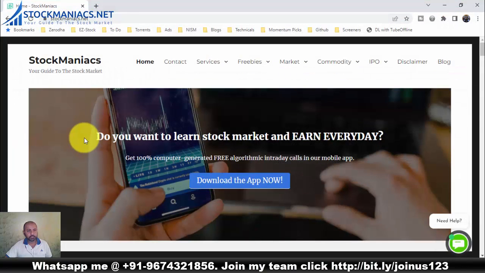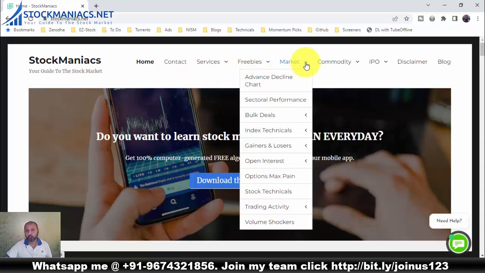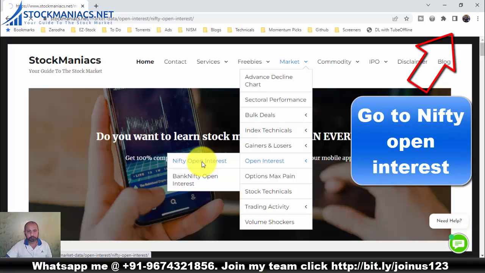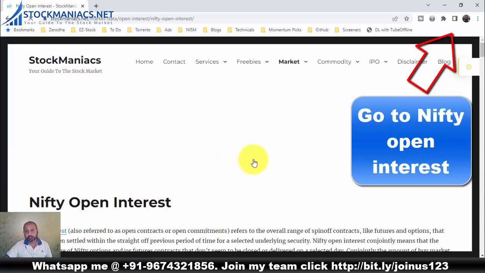You can come to my website, that is stockmaniacs.net. Here on the home page there is a market section. Just put your mouse on the market. There is an open interest section. Just put your mouse on the open interest and you can find Nifty open interest and Bank Nifty open interest. If you open the Nifty open interest page, the page is loading.